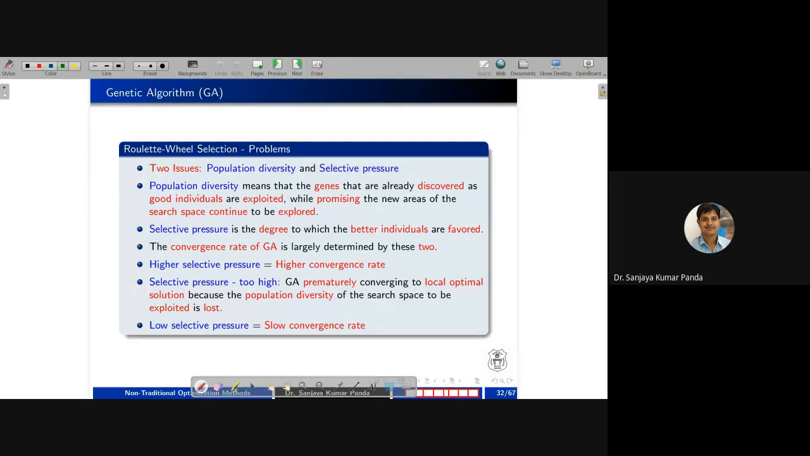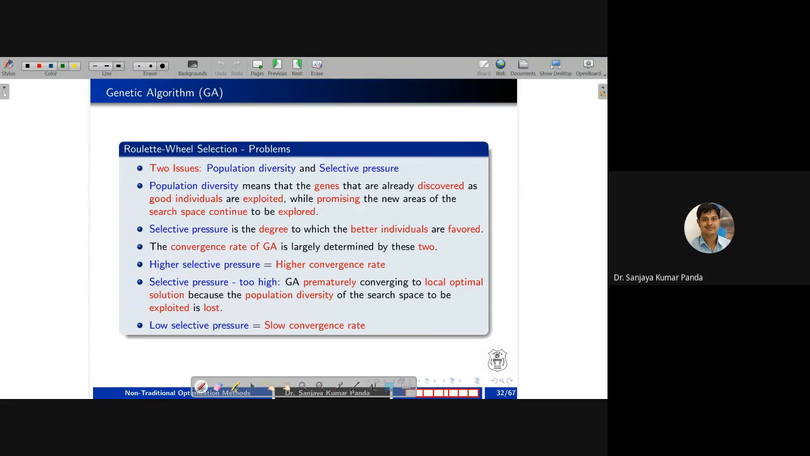Coming to the second issue, that is called selective pressure, which is the degree to which the better individuals are favored, right? In the selective pressure case, if there is high selective pressure, then the convergence rate is very high. But if there is low selective pressure, then you will find a slow convergence rate. So you have to balance these two, right?